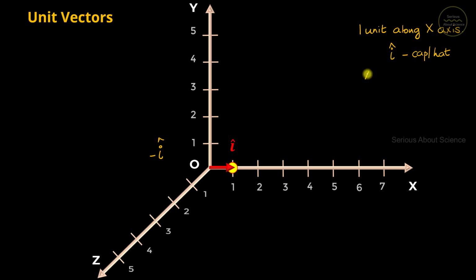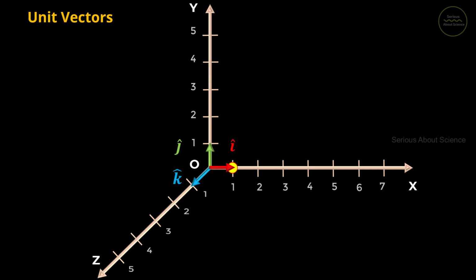Normally to denote any vector we write a with an arrow above it, but if it is a unit vector we write a cap. This a with an arrow above it denotes vector a, and if this a comes along with a hat or cap, it means it is a unit vector a. Now similarly, along the y-axis we have a unit vector named j cap. So j cap is a unit vector which points in the direction along the y-axis, and along the z-axis we have k cap.